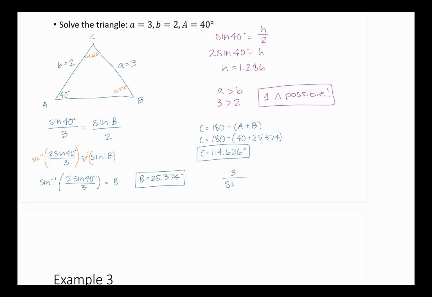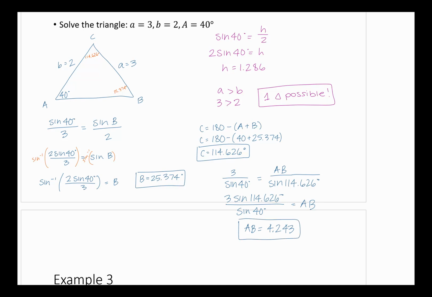So 3 over the sine of 40 is equal to AB, because that's what we're looking for, over the sine of 114.626 degrees. So I would multiply by both sides, and I get 3 sine of 114.626 over the sine of 40 would then equal AB. And so when I plug that into my calculator, I find out that AB is going to be equal to 4.243, and we don't have any units, so that would be your final answer.